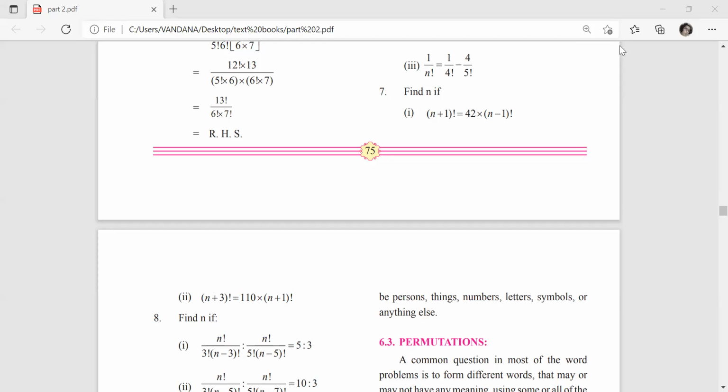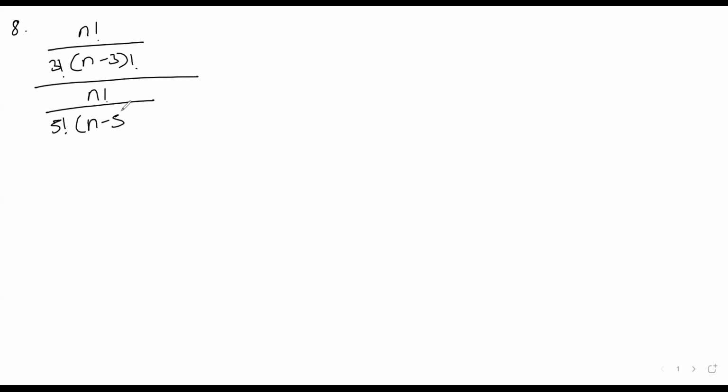Find n if this is given. n factorial upon 3 factorial (n minus 3) factorial as to n factorial upon 5 factorial (n minus 5) factorial is equal to 5 as to 3. We have to find n when n factorial upon 3 factorial (n minus 3) factorial as to n factorial upon 5 factorial (n minus 5) factorial is equal to 5 as to 3.